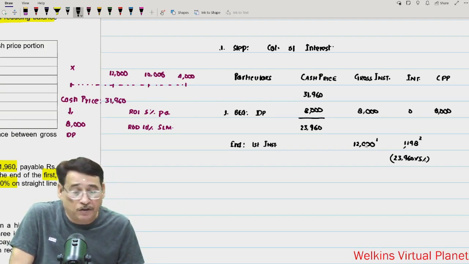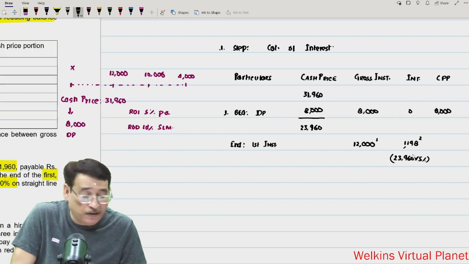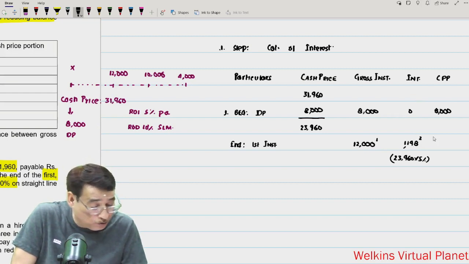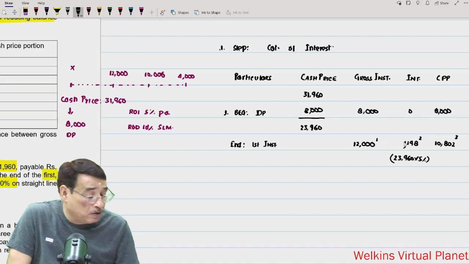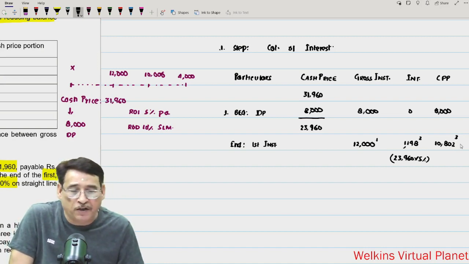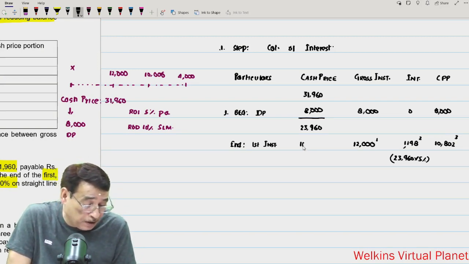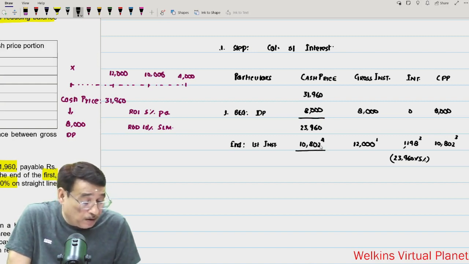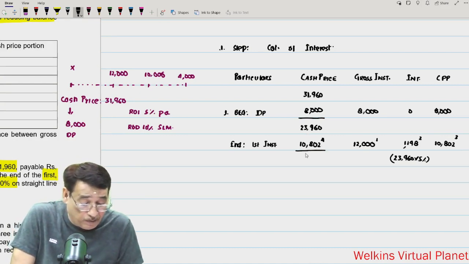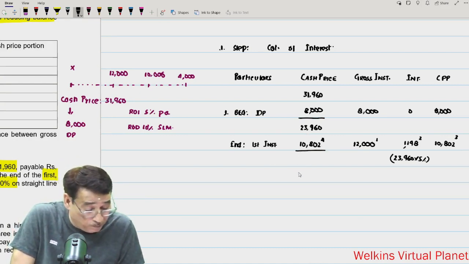Out of 12,000, you are paying 1198 for interest. You subtract 1198 from 12,000 to get 10,802, which reflects the payment for cash price. So out of 12,000, this much you paid for interest, this much you paid for the cash price portion. You subtract 10,802 from this amount. So 23,960 minus 10,802 will give me 13,138.